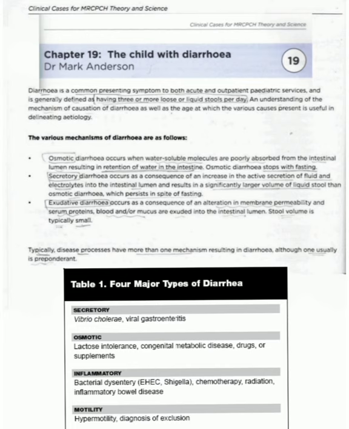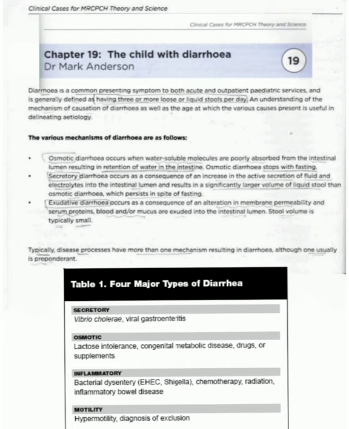An example of osmotic diarrhea is lactose intolerance. In the box, for osmotic diarrhea examples, they are telling lactose intolerance, congenital metabolic disease, drugs or supplements. So we should remember that lactose intolerance is osmotic diarrhea.